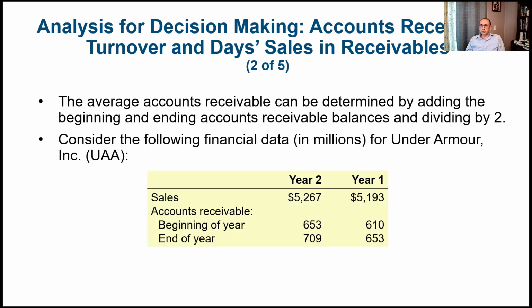So let's see an example. The average accounts receivable can be determined, as I mentioned, by getting the beginning and ending accounts receivable and dividing by 2. So in this example we have Under Armour Incorporated, and we have year 1 and year 2 sales, and then their beginning and ending accounts receivable. And you can see that the end of year 1 is the same as the beginning of year 2.